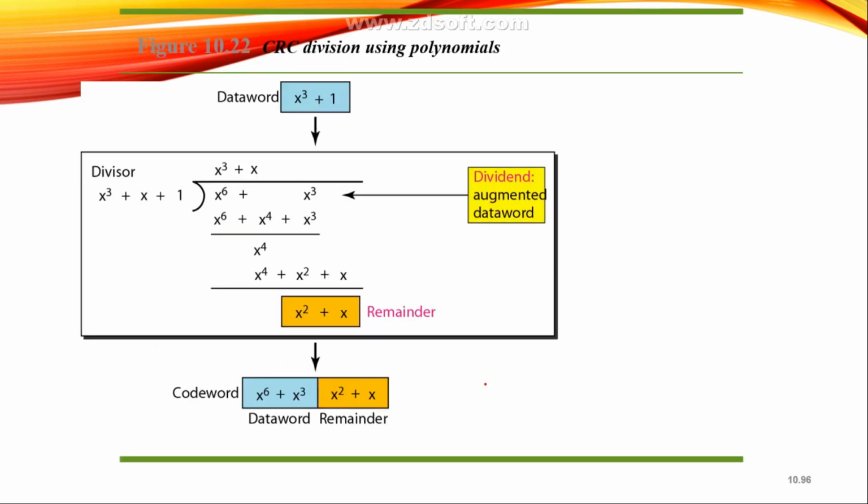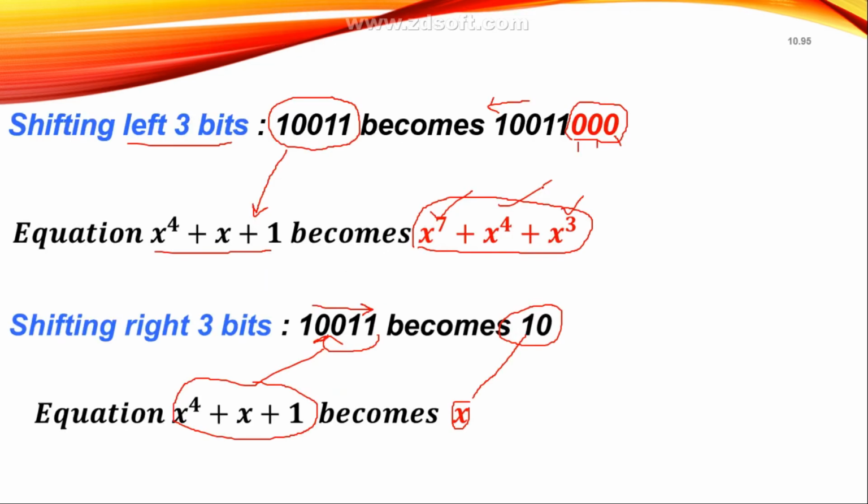So now we would understand the division using polynomial. Suppose you have a data word x raised to 3 plus 1. Now, as we know, we are going to augment this data word by 3 bits. So it means what? In the previous example, you can find it.